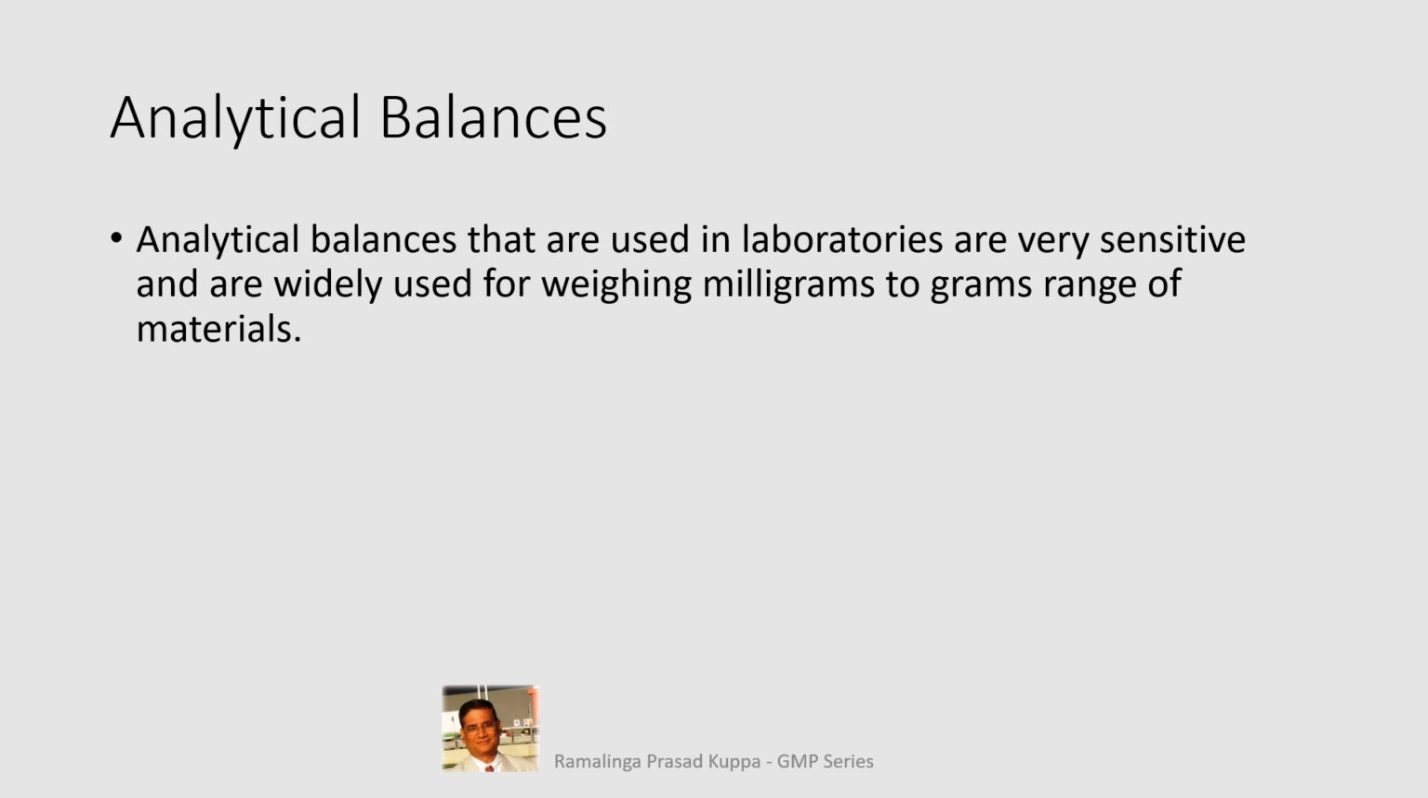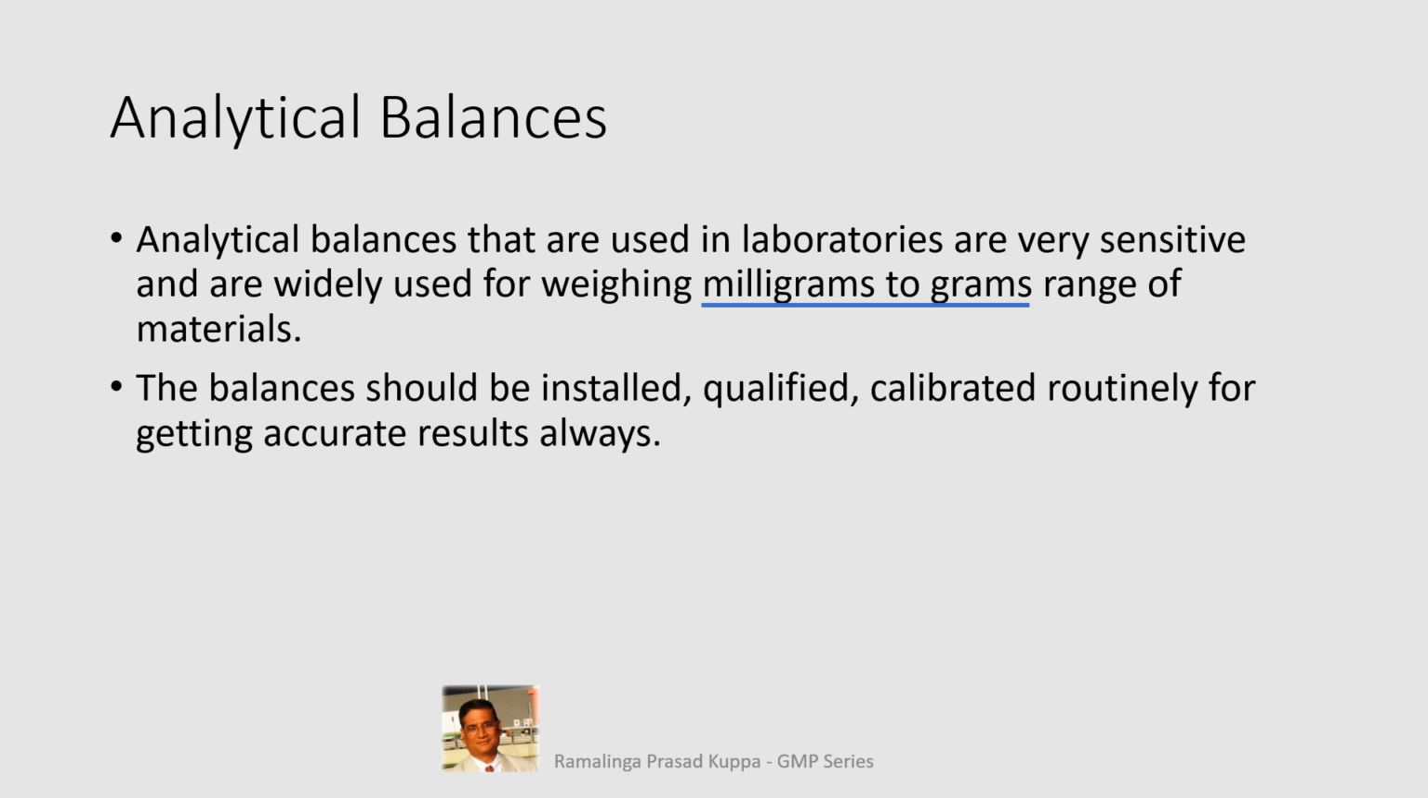Analytical balances that are used in laboratories are very sensitive and are widely used for weighing materials in the milligrams to grams range. As explained in the previous slide, the sample weights are in a very low range. As you can see, the lower the range of weighing, the higher the accuracy required. A small error can result in a huge difference in the outcome. The balance should be installed, qualified, and calibrated routinely for getting accurate results always.